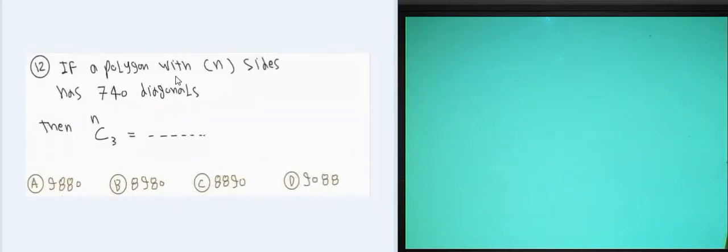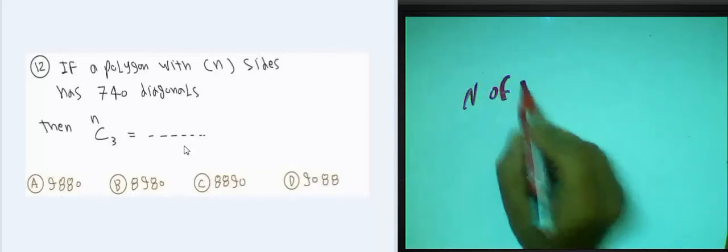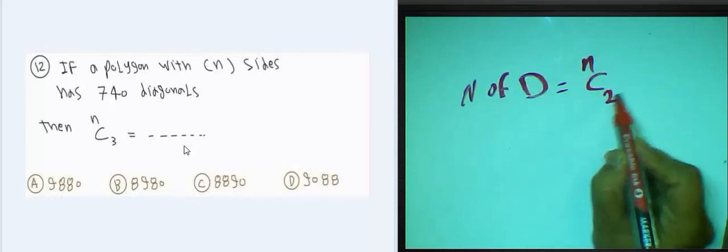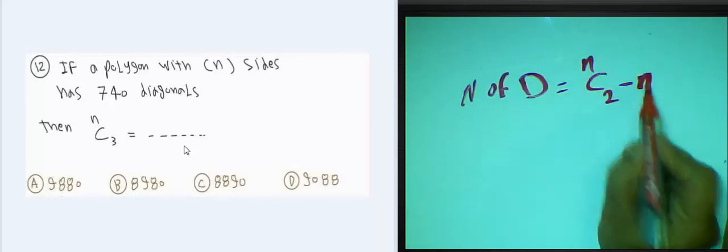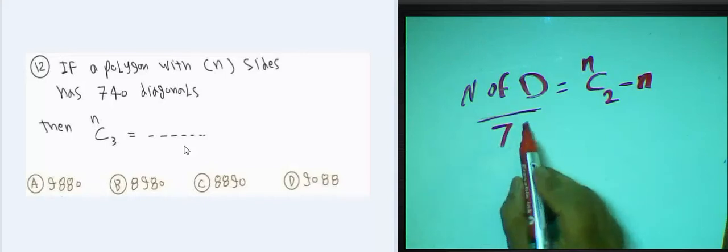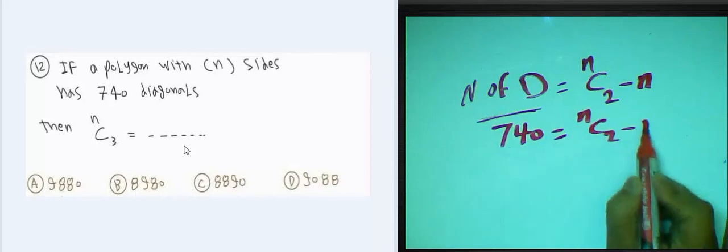Question 12. If a polygon with n sides has 740 diagonals, then n combination 3 equals what? We know the number of diagonals equals n combination 2 subtract n. Here the number of diagonals equals 740. It will be equal to n combination 2 subtract n.